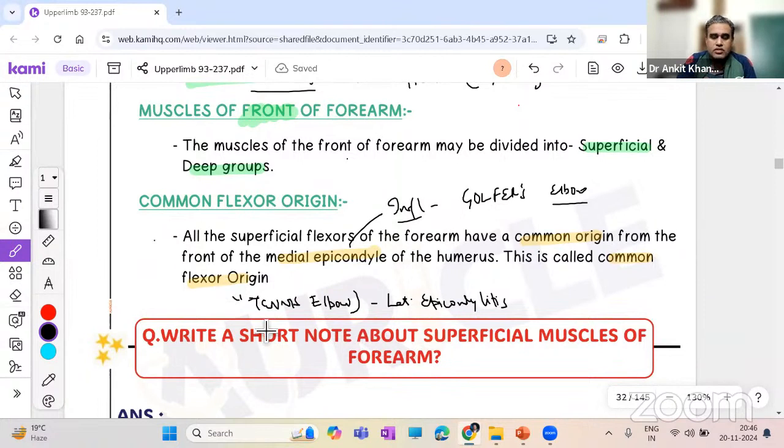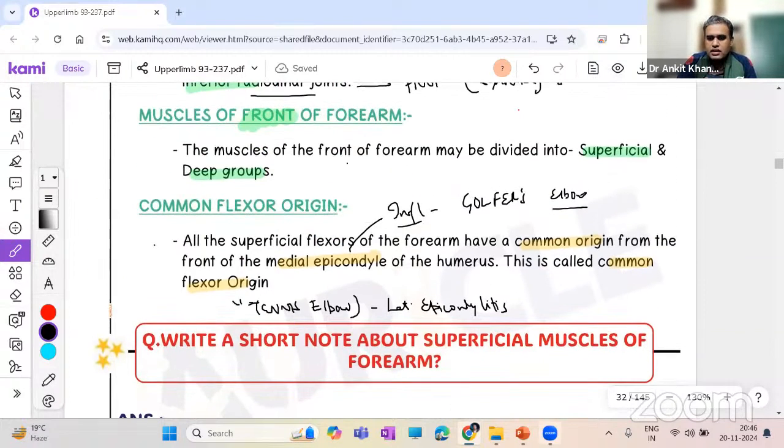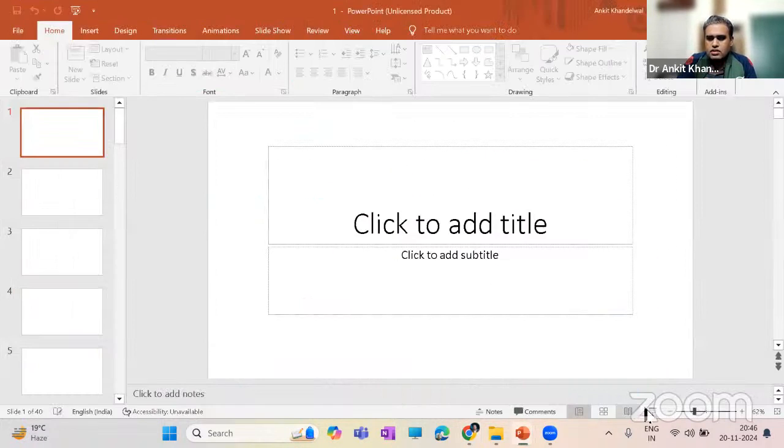Now, what are the main muscles over here? Let me tell you the names first of all, and then we'll come to the other picture. So if we talk of the front of the forearm, the flexors, we have groups, as we already said: a superficial group and a deep group. The superficial group has normally around 5 muscles, and the deep group will have around 3 muscles. Let us see their names.